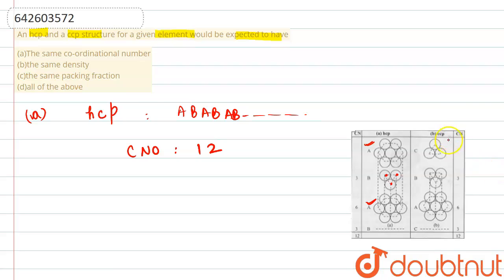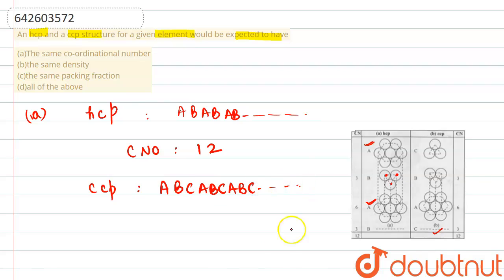Whereas if we focus on the CCP structure, the second one written here, in the CCP we can see that the arrangement is different because the second and third layers are different from the first as well. All the three layers are completely different. So this kind of arrangement in CCP is basically our ABC, ABC, ABC kind of arrangement and so on.